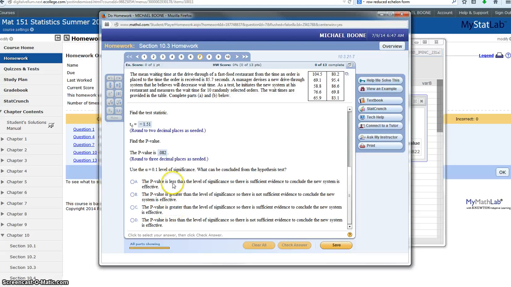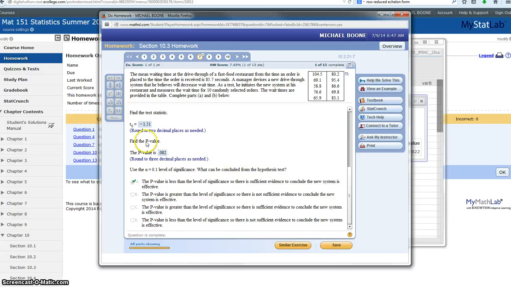Oh, it's not greater than, it's less than. And so we should totally be doing an A for this one. All right, so remember, if we're rejecting, we're looking at sufficient. If we fail to reject, it's a not sufficient. So that's how we do this one.